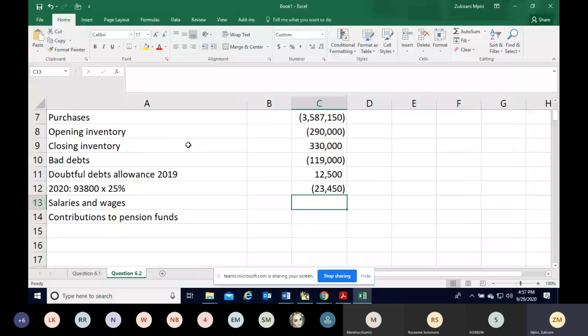It's just nice marks that are just given: 650,000 and 65,000.